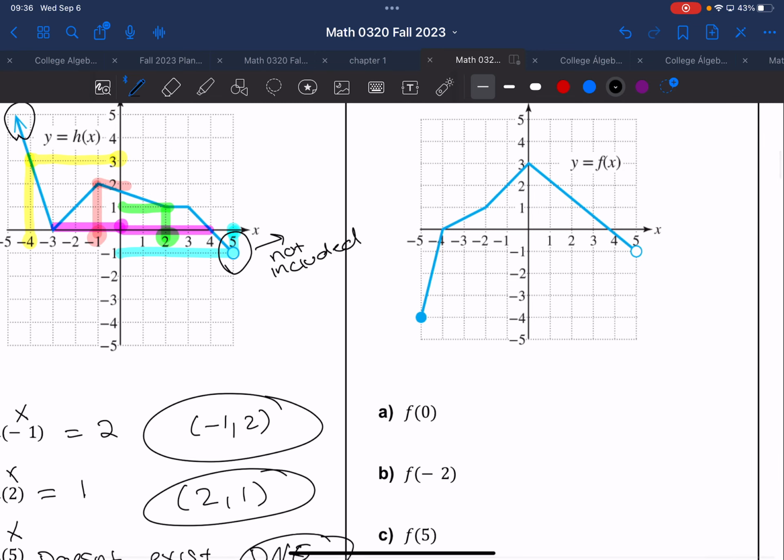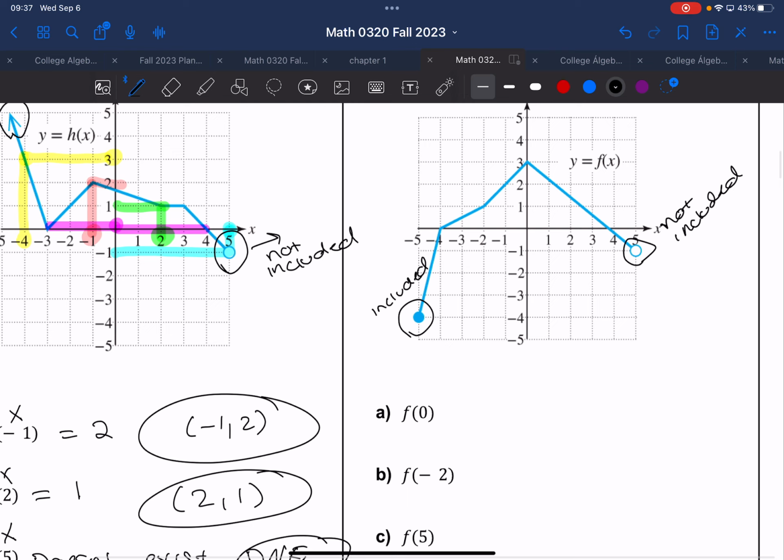Okay, so what do we notice on the left side of graph number 2? Good, we have this closed dot. What does that mean? Good. So if we did have a point there, would we say that the point exists or does not exist? It does exist, because of that closed dot. So this is included. What about on the right side? Not included. So if we had a point there, would we say it exists or doesn't exist? Doesn't exist.